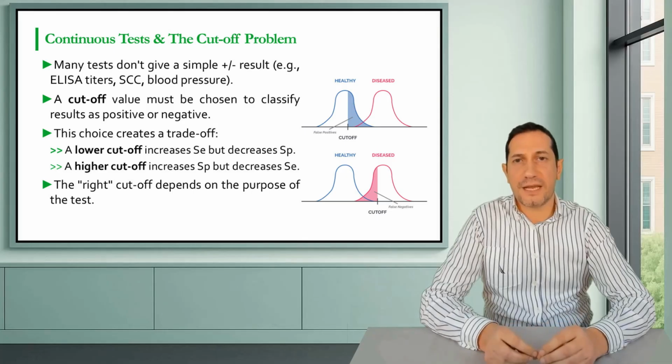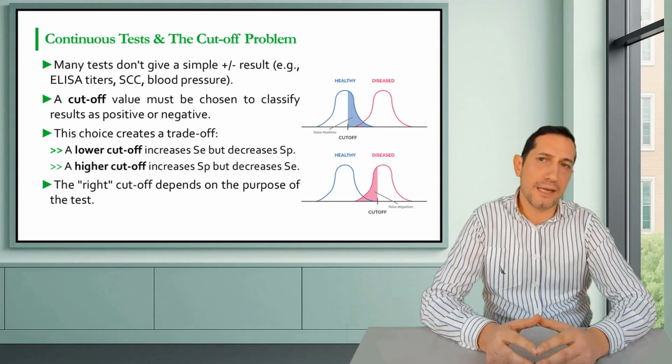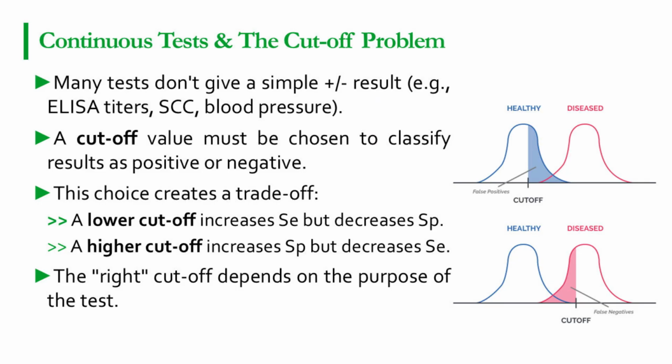Many diagnostic tests produce a continuous measurement rather than a binary label. ELISA, T3s, blood pressure, biochemical markers: none of these are naturally positive or negative. A cutoff is therefore a classification decision imposed on continuous biology. The key trade-off is stated clearly.